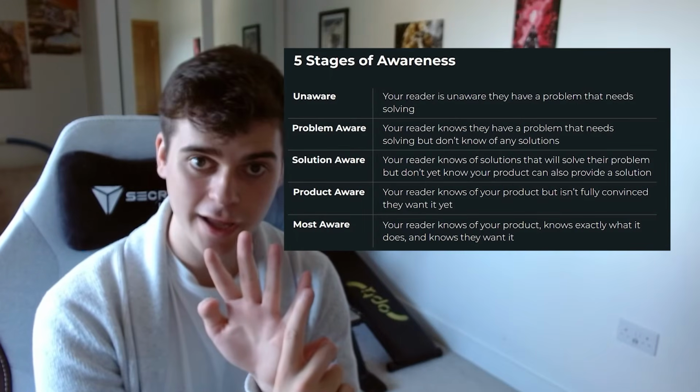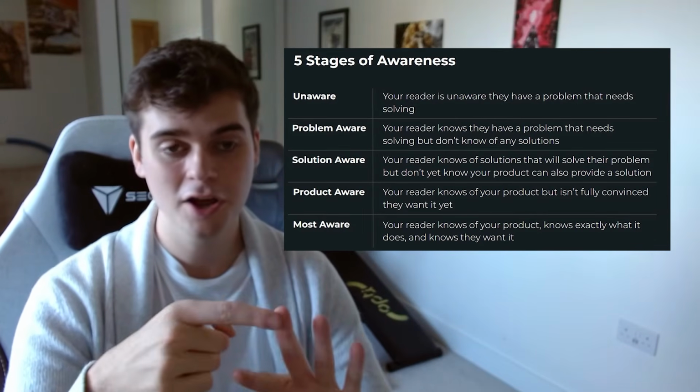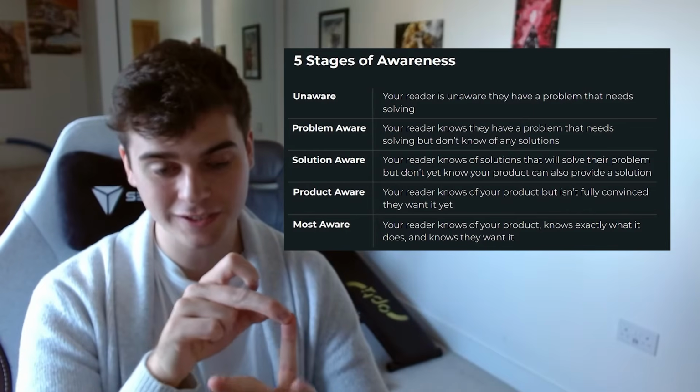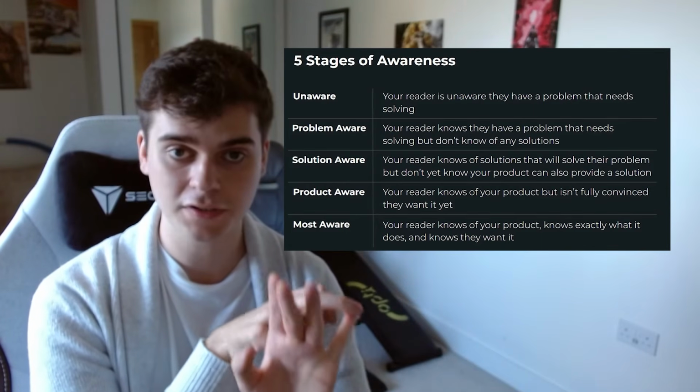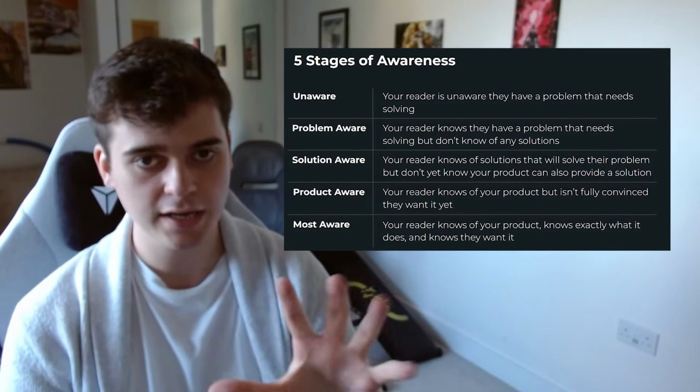And then most aware, these are people who know they have a problem, know that solutions exist, know that your product exists, and know they want your product specifically. Those are the 5 stages of awareness. You can identify which stage the person you're writing to is in just through research, and you will change your copy accordingly.